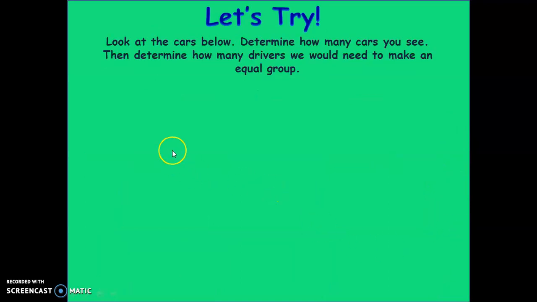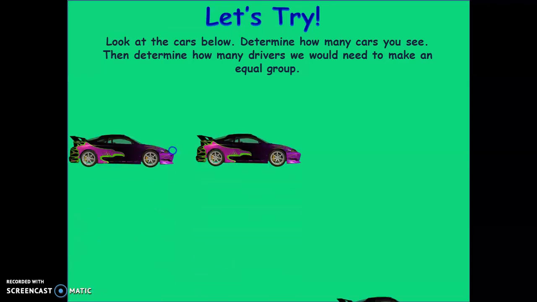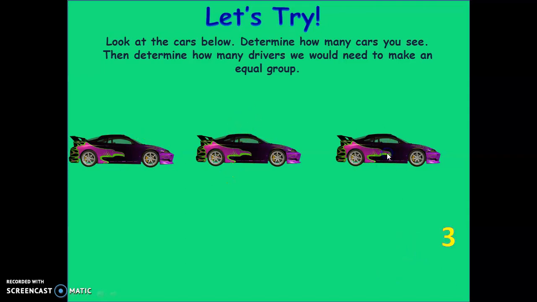So in this example, we're going to look at the cars below and determine how many we see. Then we're going to determine how many drivers we would need to make an equal group. So I have 1, 2, 3 cars. Well, I know if it needs to be an equal group, the drivers need to have the same number. So I had 3 cars, which tells me I need to have 3 drivers to make an equal group.